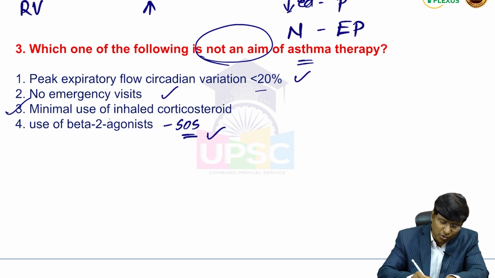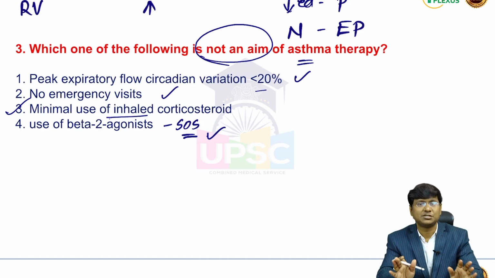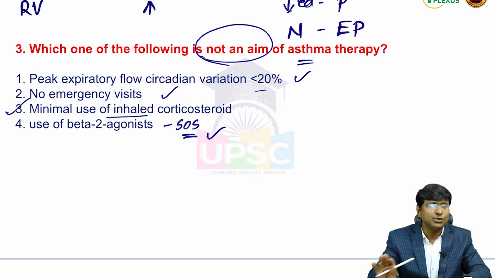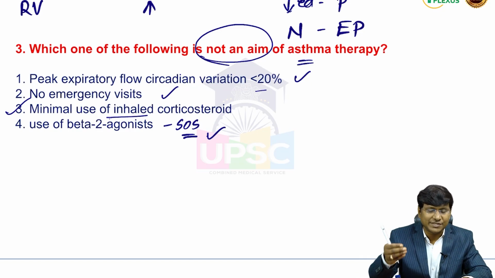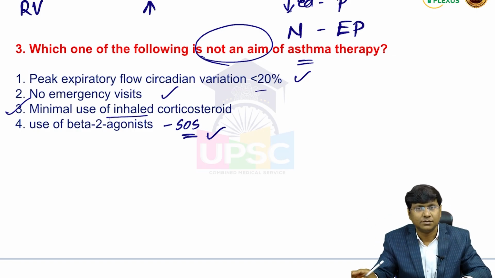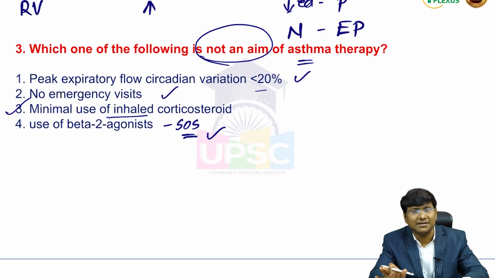But minimal use of the inhaled corticosteroids, this is not the aim of the asthma therapy. So the aim of the asthma therapy is that there should not be any usage of the corticosteroid therapy at all, right? The corticosteroid requirement should be completely reduced, and it should become zero, right? So minimal usage of the inhaled corticosteroid therapy is not an aim of the asthma therapy.